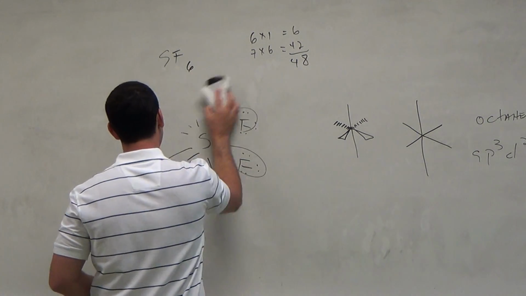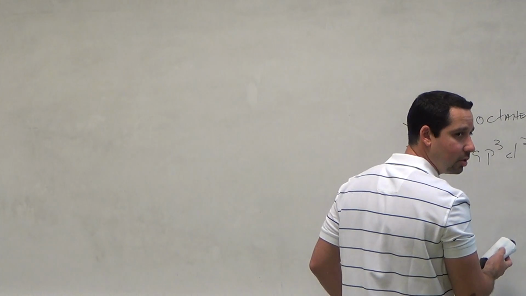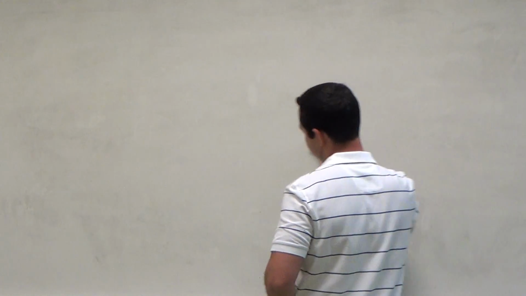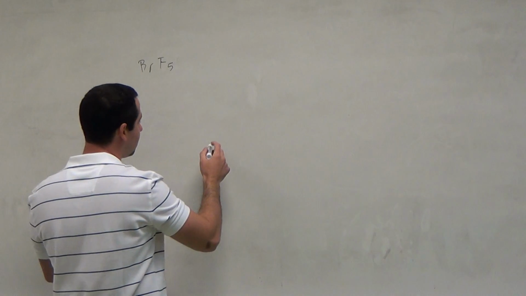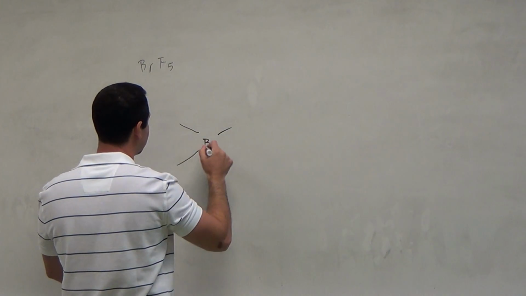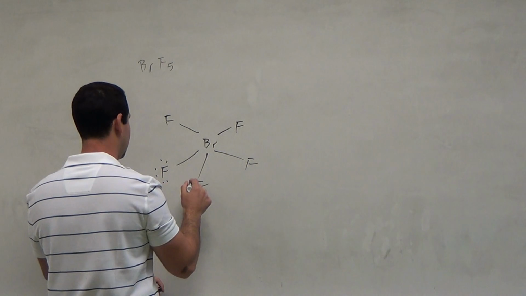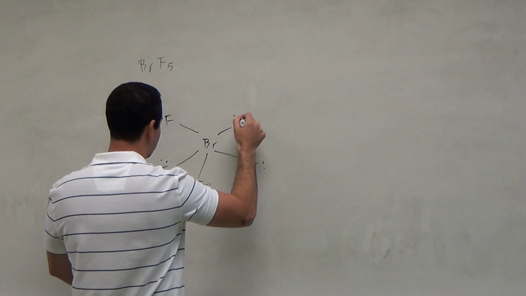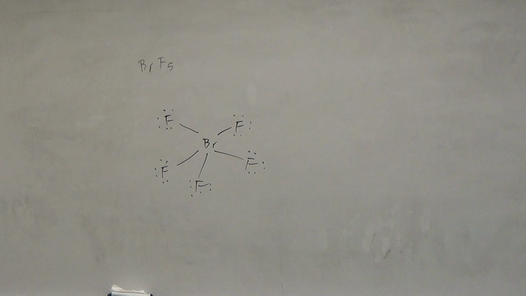Write it, BrF5. Do the electron thing. How do you want to do this? Let's do the electron count first. It is 6 times 7. How much is 6 times 7? 42.